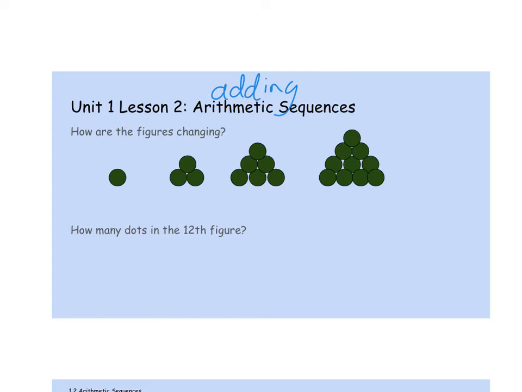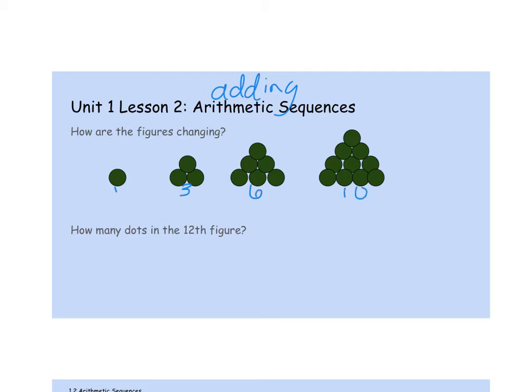Taking a look here, how are the figures changing? Okay, so I look here and I see there's one dot in this one, right? And I'm actually going to go below it here. So there's one dot there, there's three dots here, there's five. Wow, can't count. How about six? There's six there, there's 10 here.